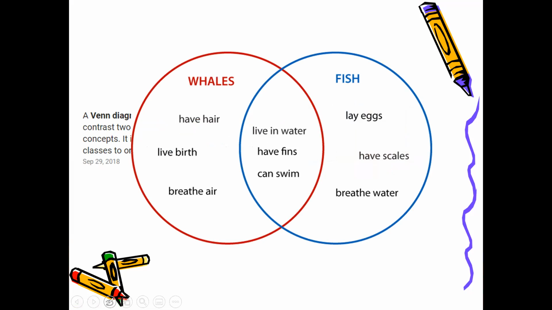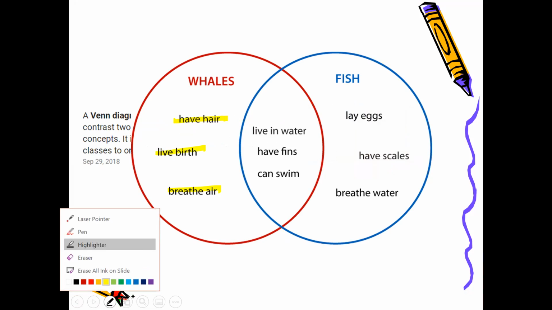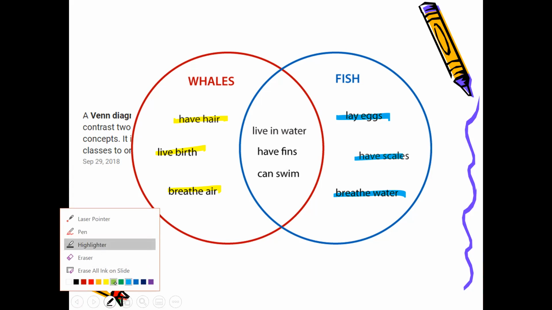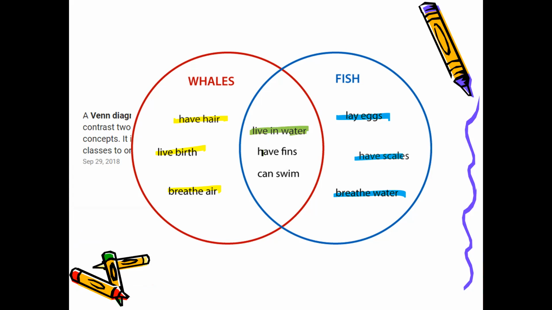These are all the qualities of whales, such as they have hair, live birth, breathe in air, that are attributed to whales and not fishes. Fishes lay eggs, have scales, breathe water, where whales do not do. And then in between the Venn diagram is where they share. They both live in waters, they both have fins, and they can both swim.